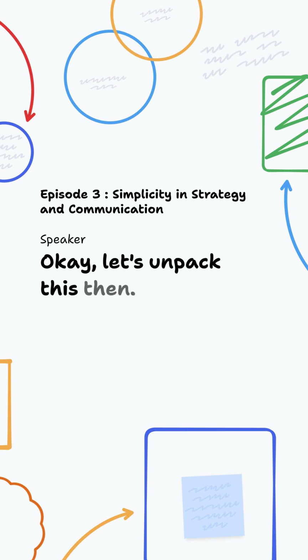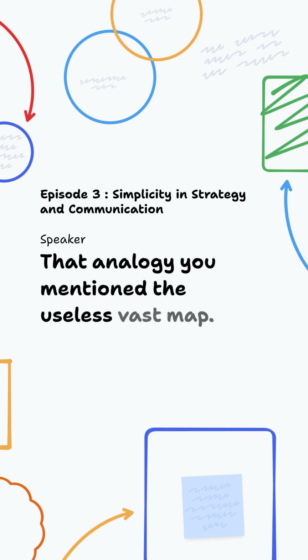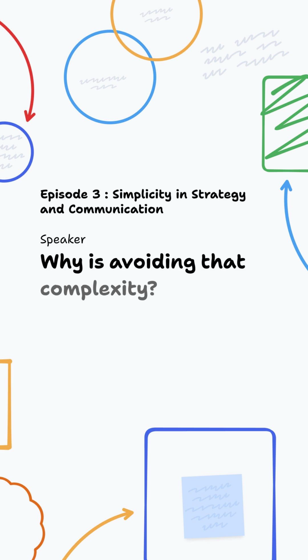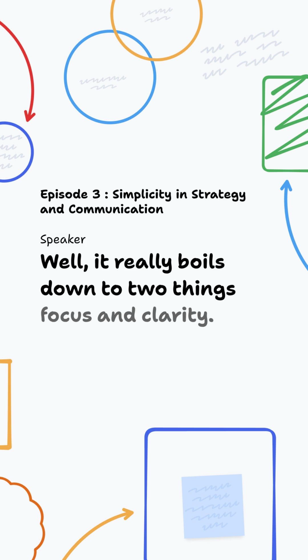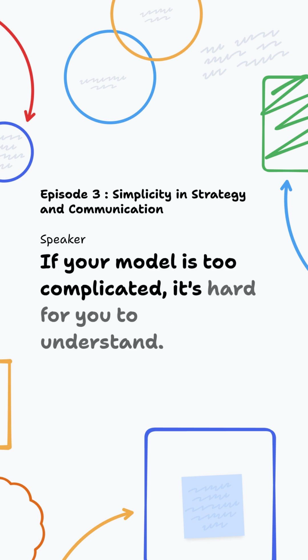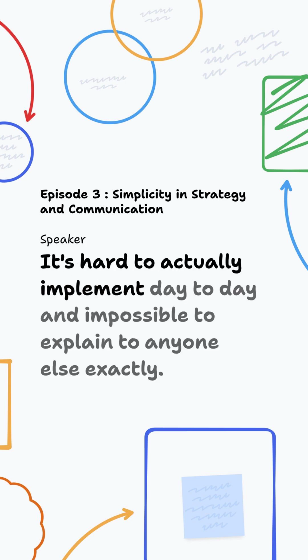Okay, let's unpack this then. That analogy you mentioned, the useless vast map. Why is avoiding that complexity, why is simplicity so critical when you're building a business model? Well, it really boils down to two things: focus and clarity. If your model is too complicated, it's hard for you to understand. It's hard to actually implement day to day. And impossible to explain to anyone else.